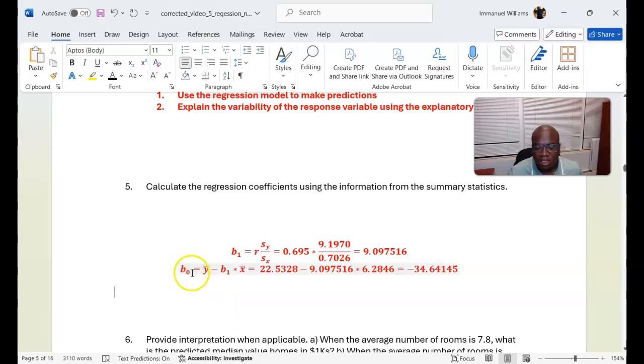Same thing with regards to B0. For B0, it's going to be Y bar minus B1 times X bar. So you're going to take the mean of your response variable and the mean of your explanatory variable, multiply the latter by your slope, and use this down here to then find your y-intercept.